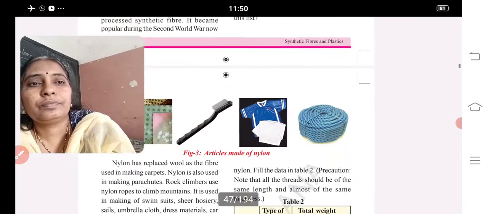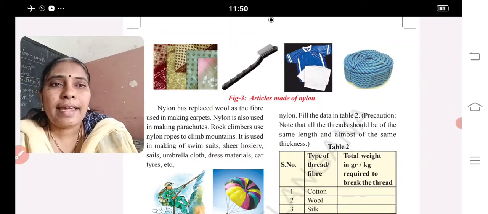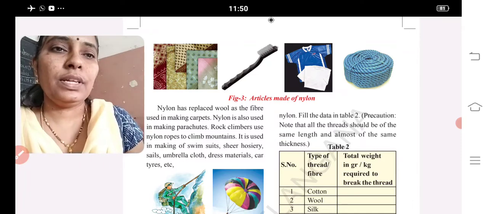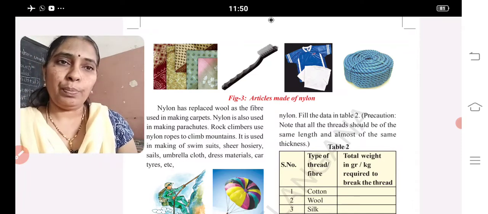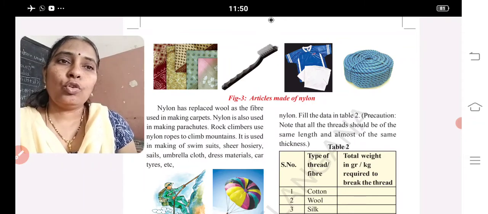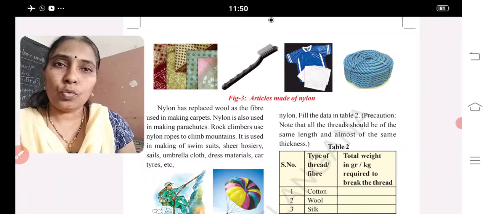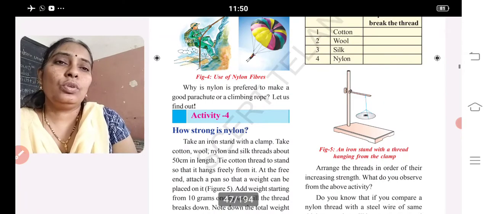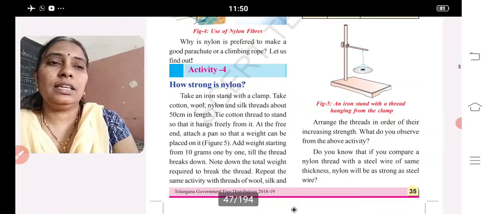Next, some nylon articles are given. Nylon has replaced wool as the first fiber used in making carpets. Nylon is also used in making parachutes. And rock climbers use nylon ropes because they are very strong compared to steel. So nylon is as strong as steel.